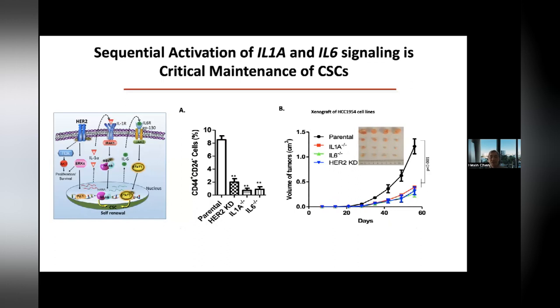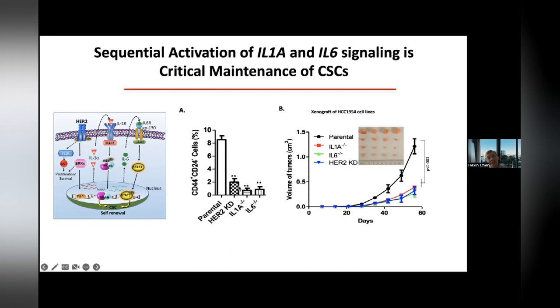So we use the CRISPR-Cas9 system to knock out IL1 and IL6 in one of the HER2-positive breast cancer cell lines, HCC1954. We selected the knockout cell lines and used the HER2 knockdown cell as a control, and then we assessed the cancer stem cell population. When IL6 or IL1 is knocked out, the stem cell content dramatically dropped, from 80% to maybe 0.5 or 0.6%.